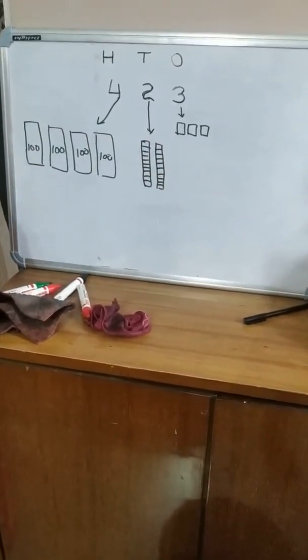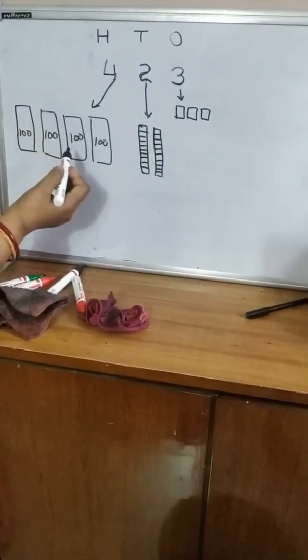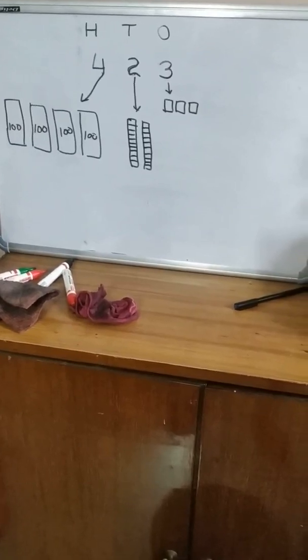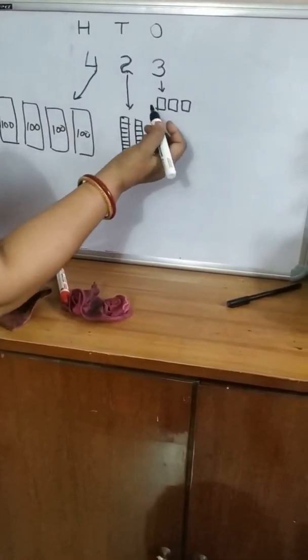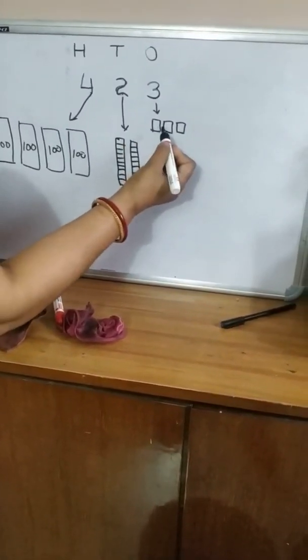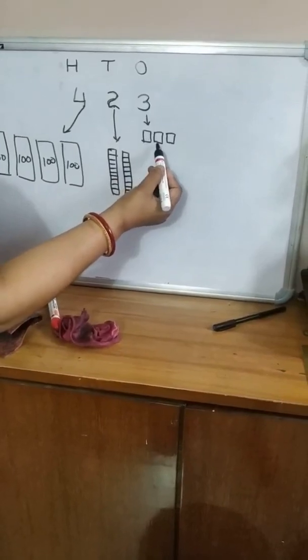So how will you read it? It is 423. Now all of you see. Here, come to this 3. In 3 there are 3 cookies: 1, 2 and 3.